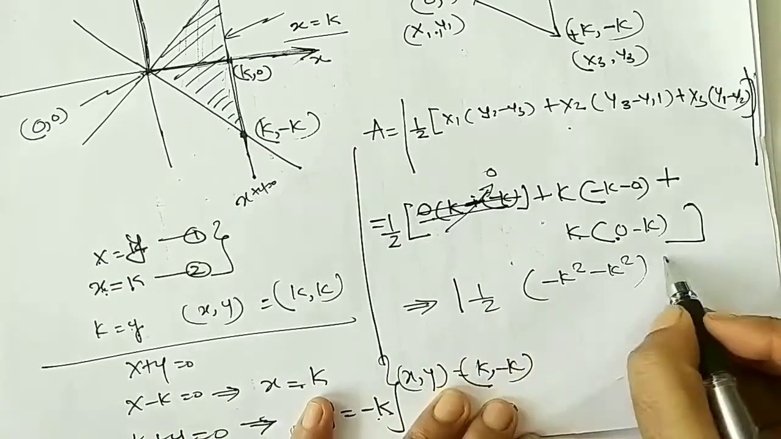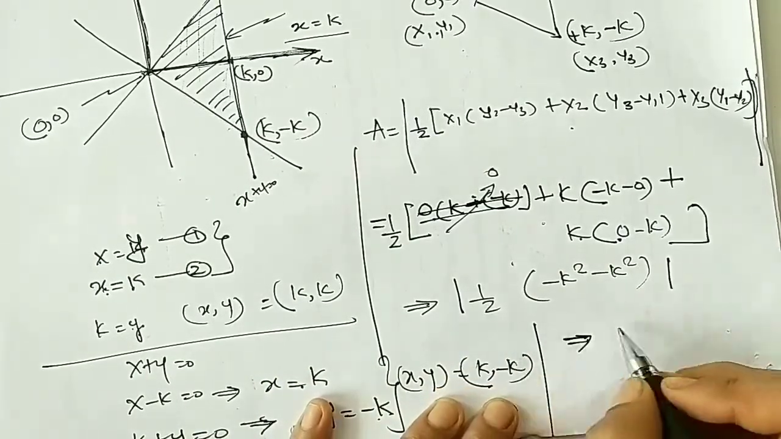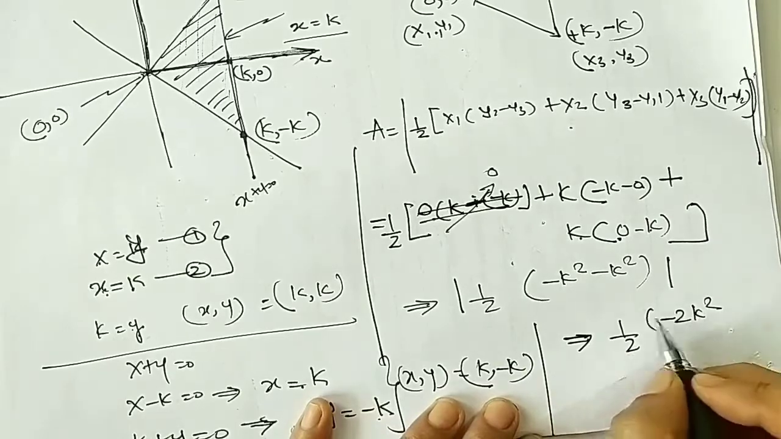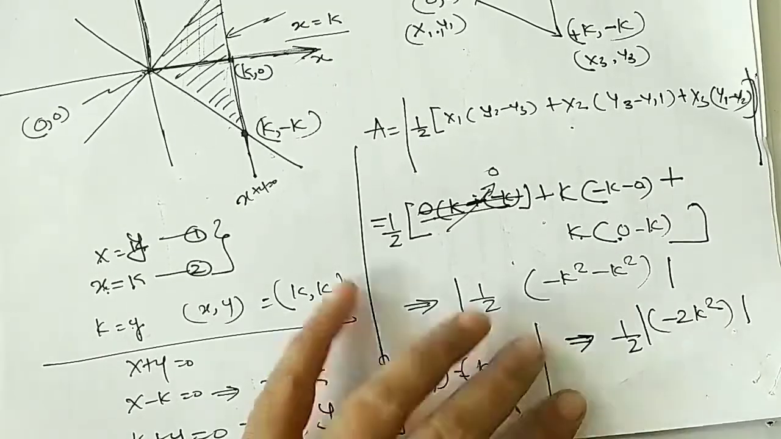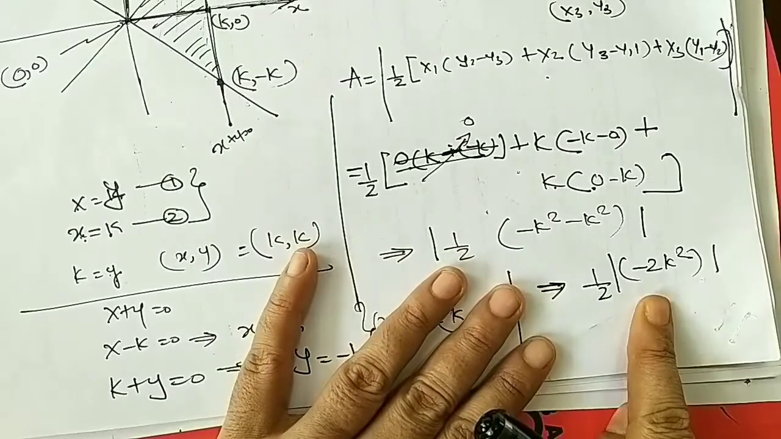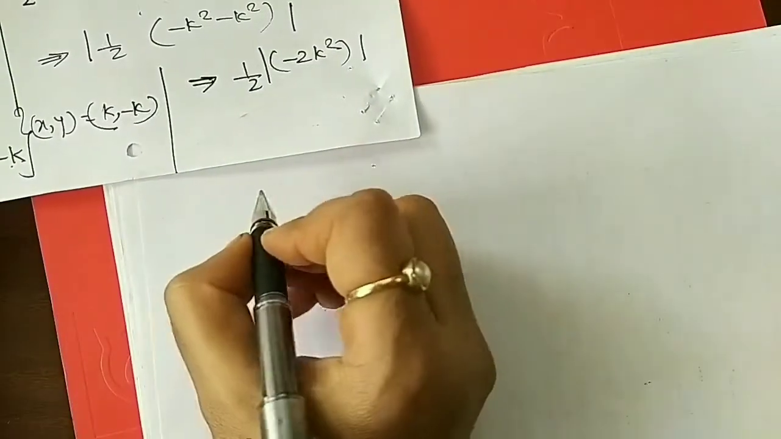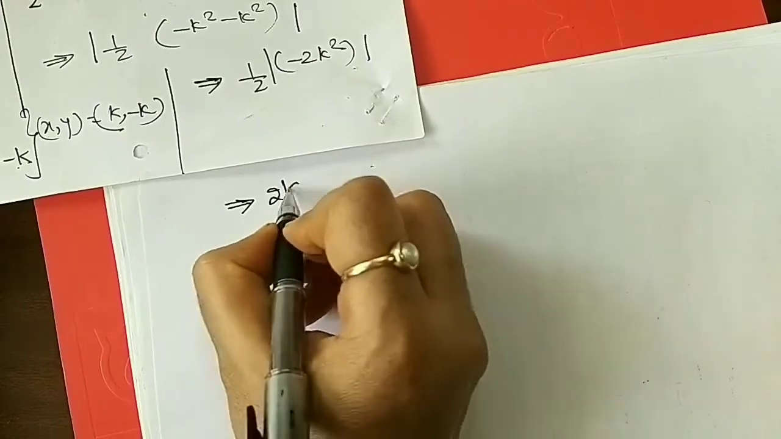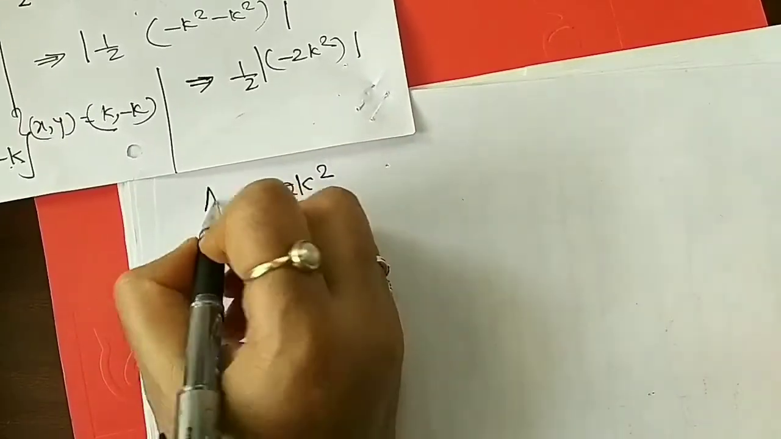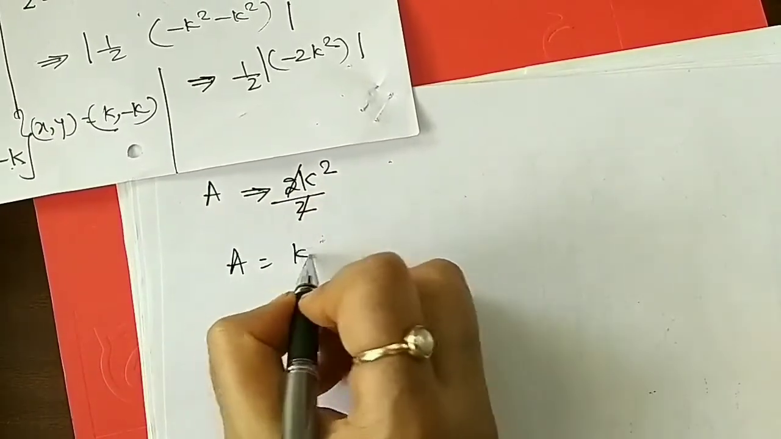So I need to take mod. So what I am getting here is 1 by 2 times mod of minus 2k square. Understood? And when the mod opens, what will come out guys? I will take only 2k square out, because the minus is gone, by 2. The 2 is cancelled, so my area is k square. So this is my answer.